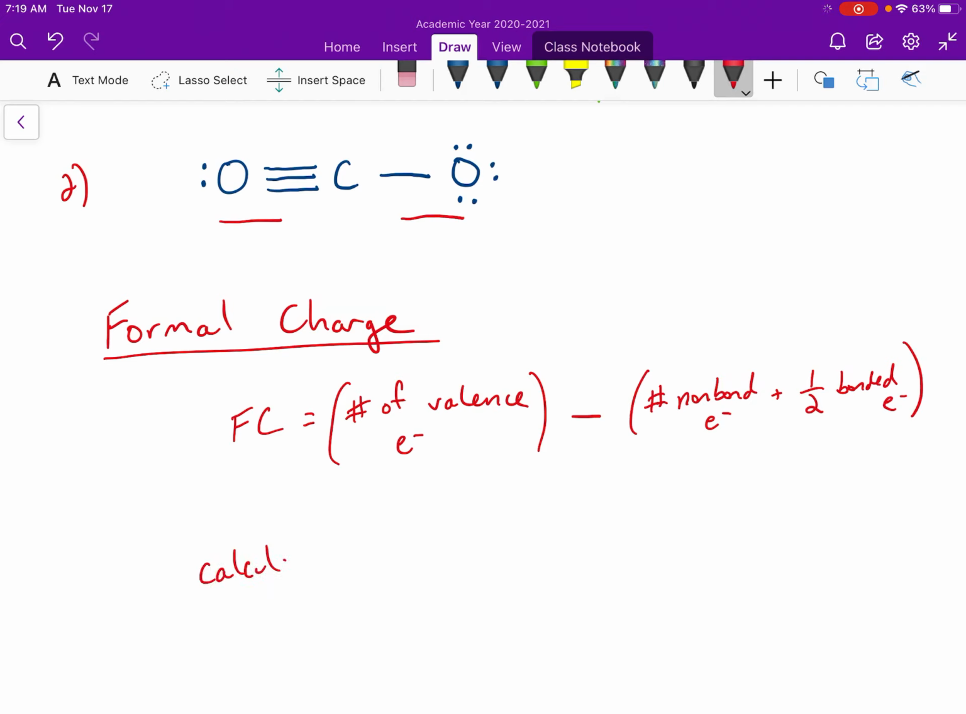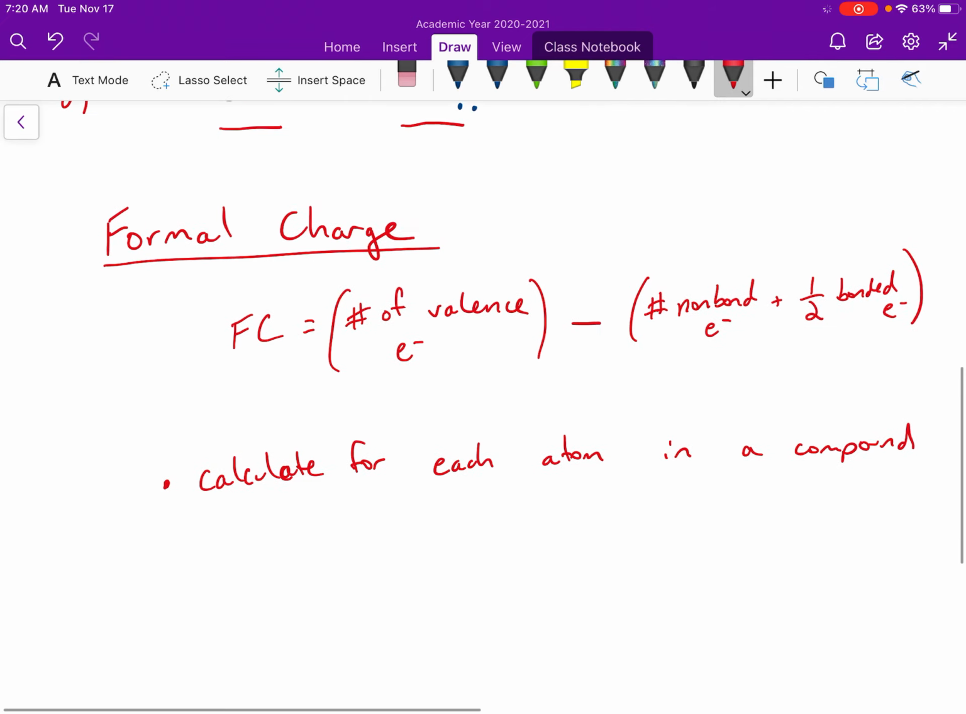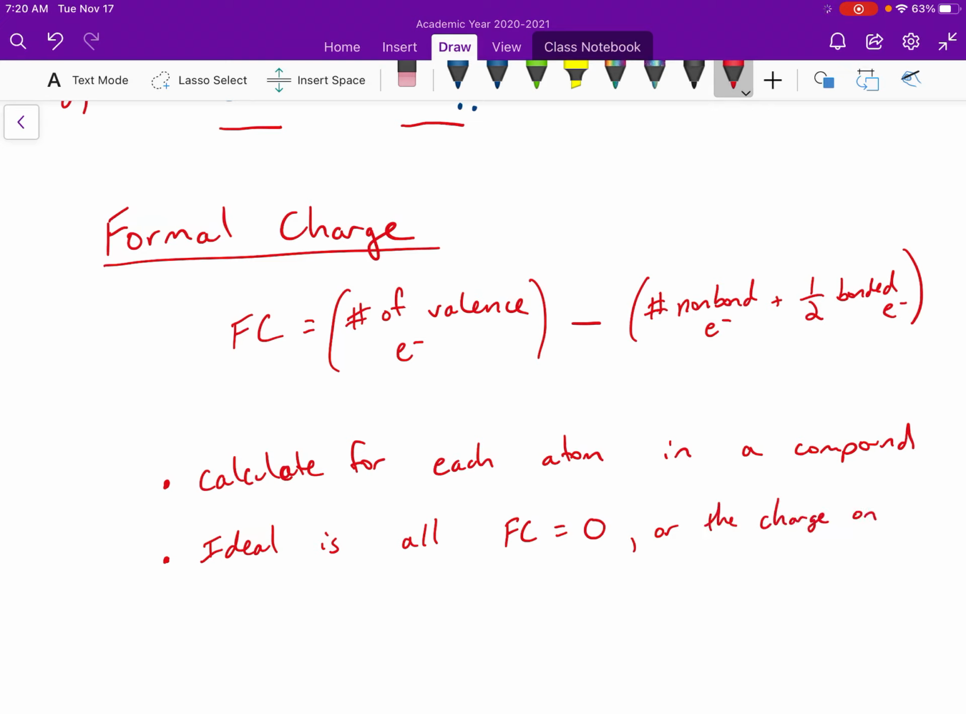We calculate this for each atom in a compound. The ideal situation is all formal charges equal 0, or the charge on the compound. We'll get to that in a second. So ideal would be formal charge equals 0 for everybody. If everybody is 0, that's the perfect scenario. That's the best structure possible.